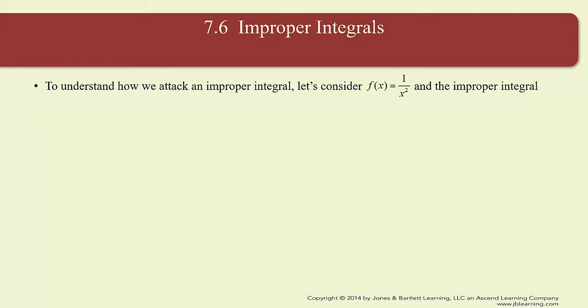All right, so to help us understand how we attack an improper integral, the methodology behind it, what we should be thinking, let's consider the function f of x equals 1 over x squared, and the improper integral, the integral from 1 to infinity, 1 over x squared dx. So I'm going to head off to the board, where I want to see the graph of 1 over x squared, and we're going to continue our discussion of how to attack this improper integral.